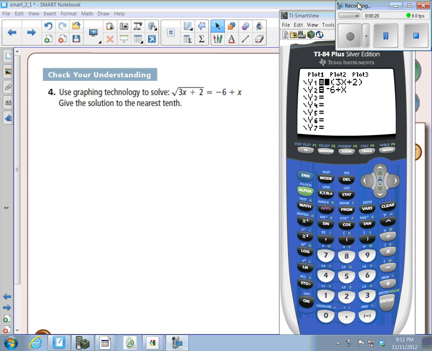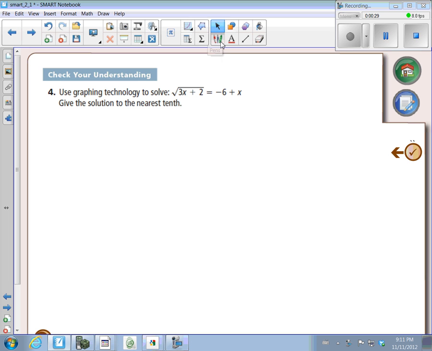So you might remember from your course last year that this is a system of equations. Basically we have two functions we're dealing with here. The first one is y equals the square root of 3x plus 2, and the second function is y equals negative 6 plus x. The first graph will be a bending ray, and the second graph will be a linear function. So we're wanting to know where they intersect.